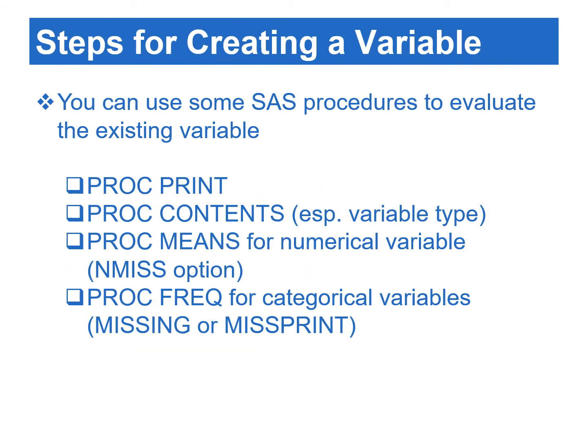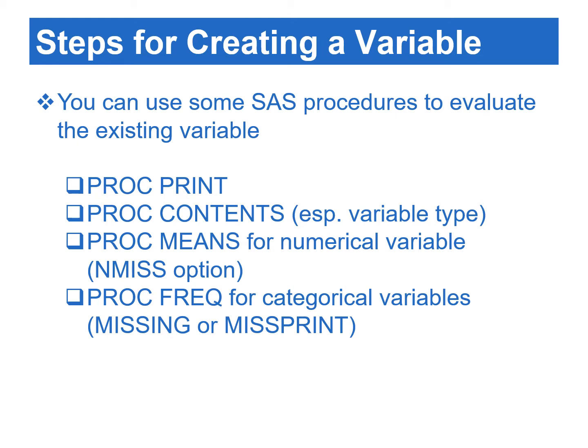We can use the SAS procedures that we learned in Chapter 1 to evaluate the existing variables. The video link on SAS procedures is listed below. For example, proc print will give you a general idea of what the data looks like. Instead of printing the entire dataset, we can use the OBS equals dataset option to print only the first few observations of the dataset. To examine the variable attributes and the total number of observations, we can use proc contents.